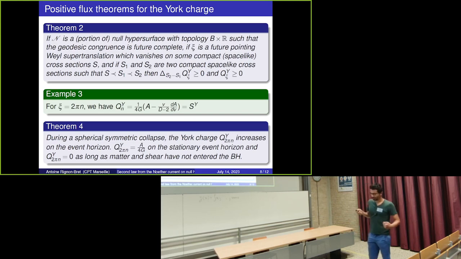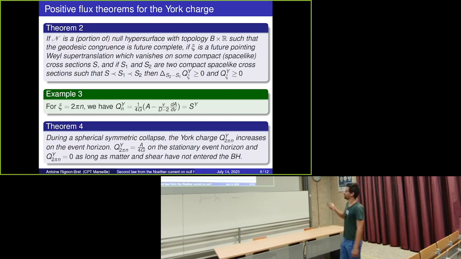And if it is future complete, which means that we can take the affine parameter V to infinity, if we take some Weyl transformation, a supertranslation that vanishes on S, for any cross-sections S2 and S1 such that S1 is in the future of S and S2 is in the future of S1, the variation of the Weyl charge, the supertranslation charge for the York charge, is positive, and the charge is positive in general. And if we normalize the Killing, it's not a Killing, sorry, the null diffeomorphism to be 2p times n, we see that we recover something very similar to the Dirichlet entropy, but now with this same 1 over d minus 2 correction in front of the dynamical term.